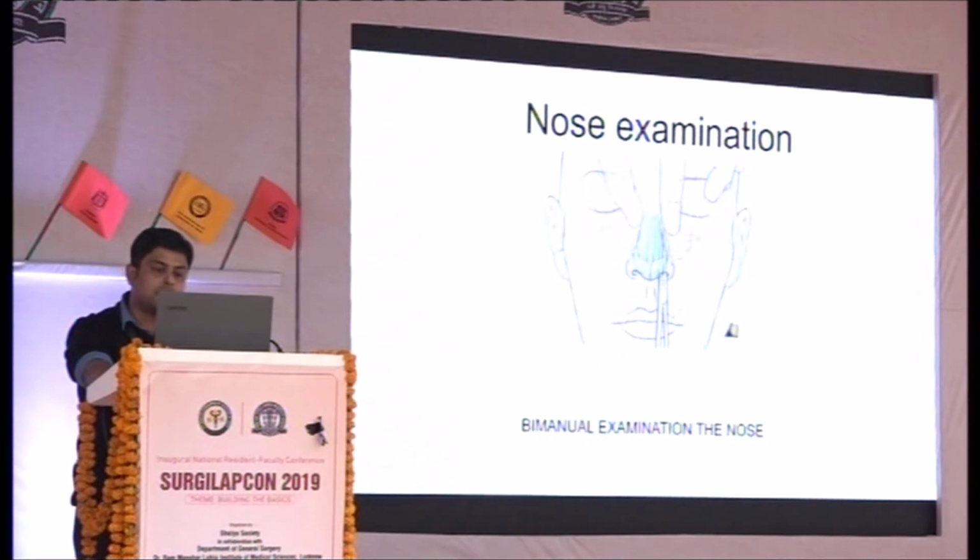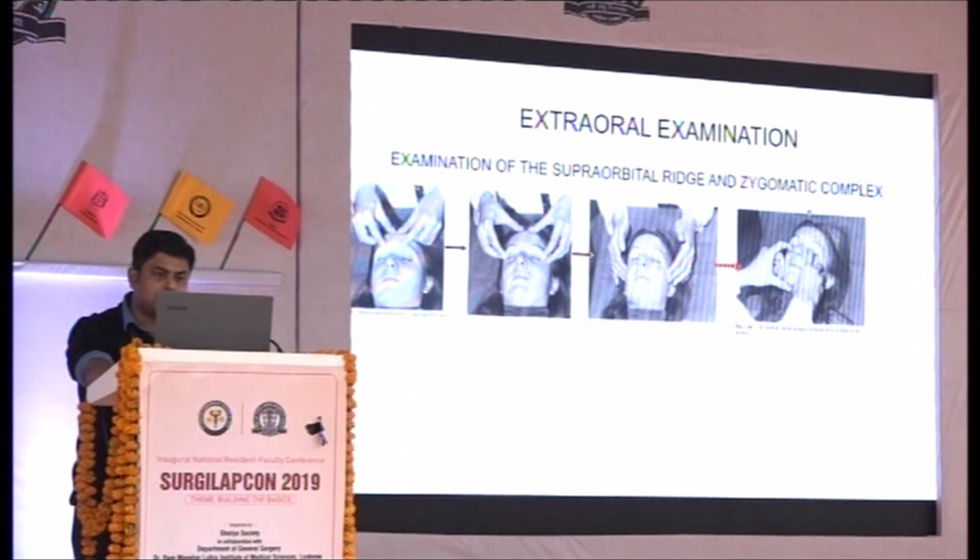And this is the bimanual examination of the nose, in which we hold the root of the nose and use the artery forceps to see if there is any abnormal movement, to see if there is any nasoethmoidal injury. After completion of the nasal examination, we move on to the examination of the supraorbital ridge and zygomatic complex.